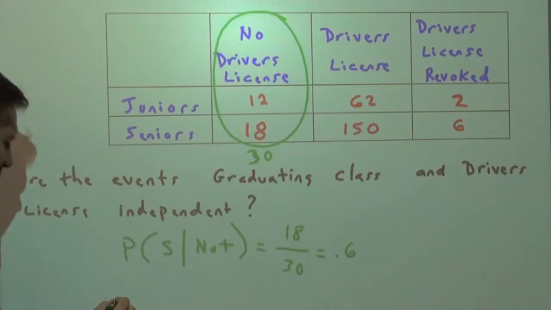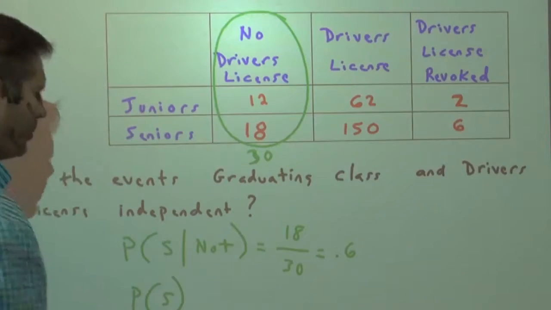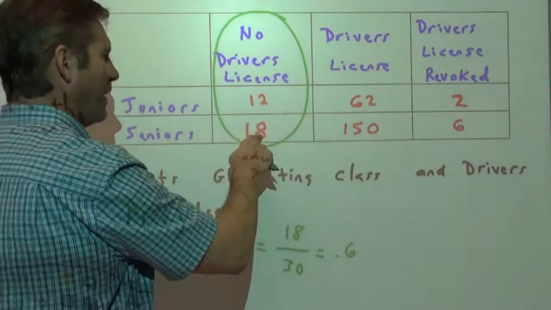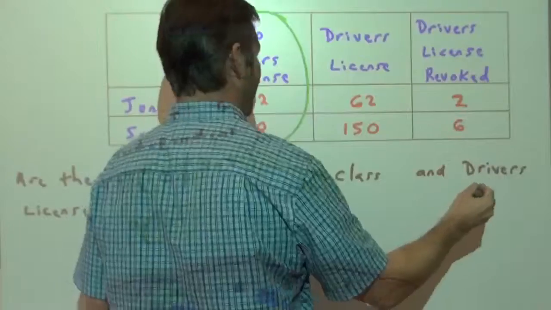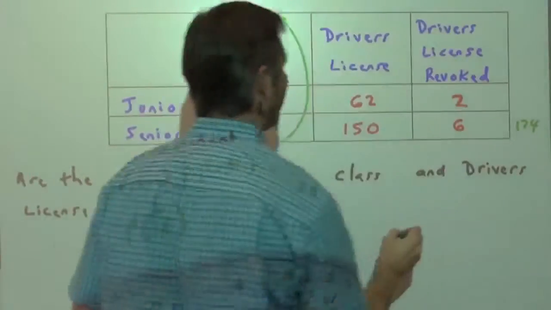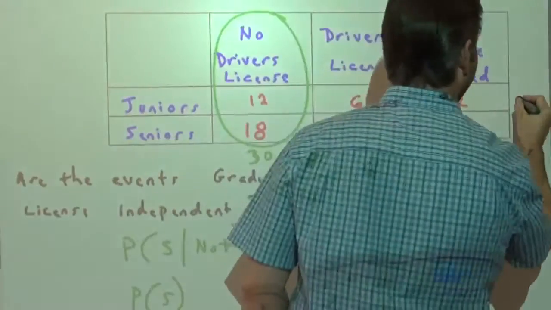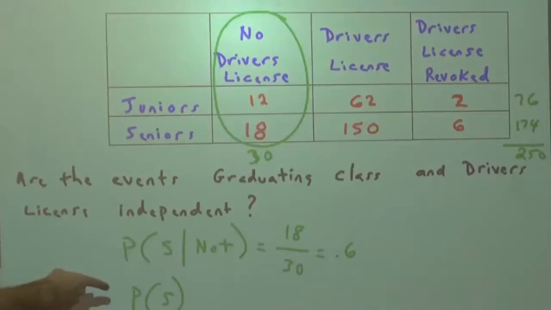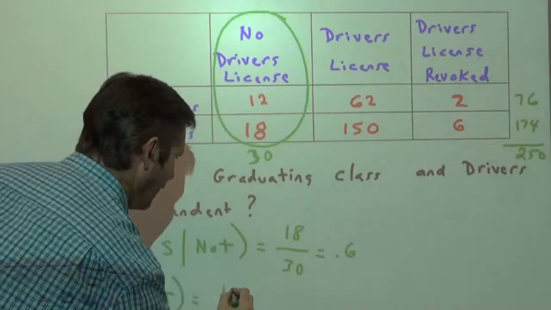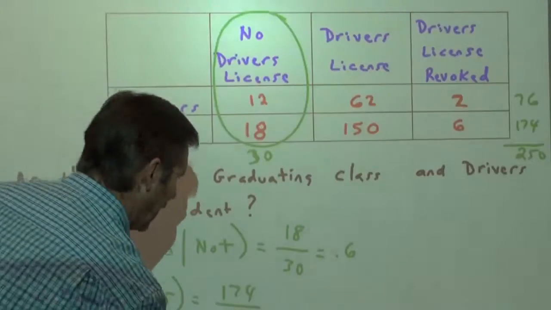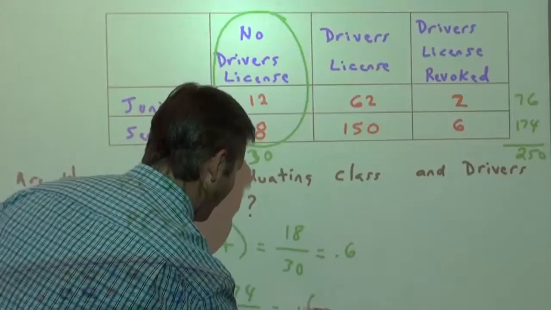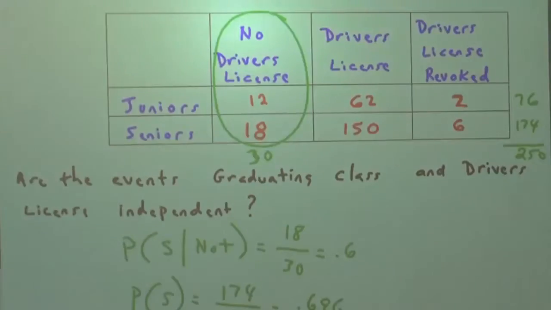Now, if these are independent events, then it should be true that the initial probability of getting a senior is also 0.6. Well, if we add these up, we have 18 plus 150 is 168, plus this is 174. We have 174 seniors here. We have 76 people here. So we have a total of 250 people altogether. So what's the probability we get a senior? Well, the probability we get a senior is 174 out of 250. So if we multiply that out, that should be 0.696. And so that is not the same as the 0.6.